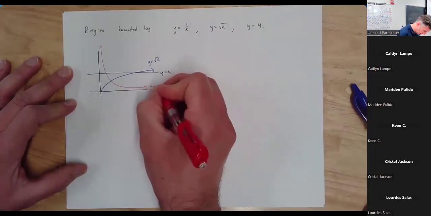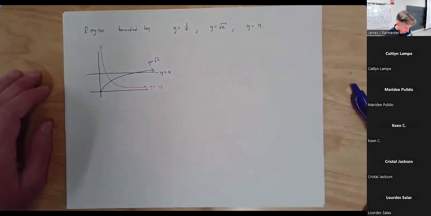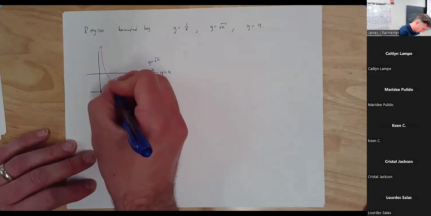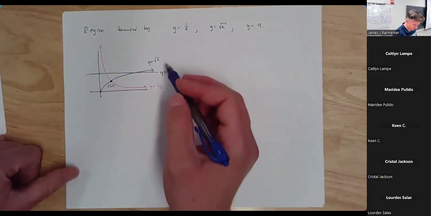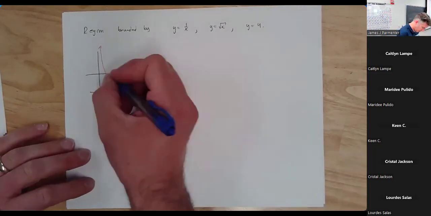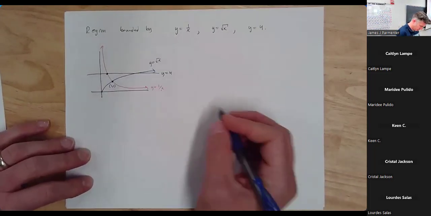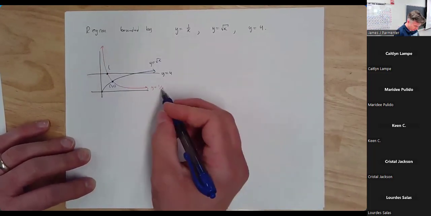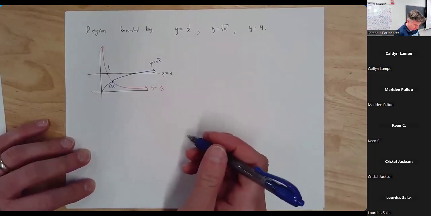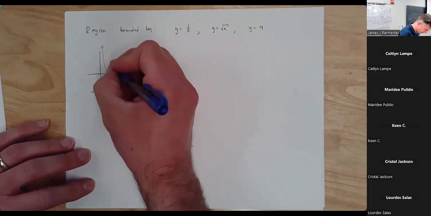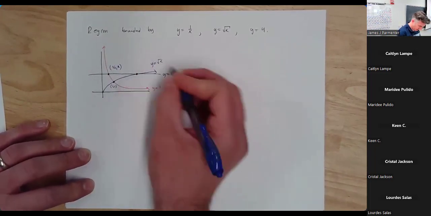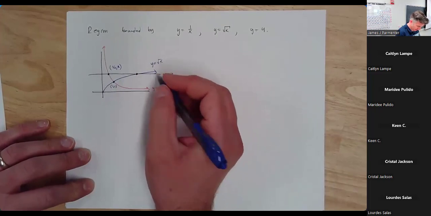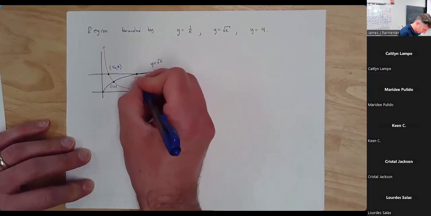And it should be not terrible to find the points of intersection here. This point is definitely going to be the point 1, 1. X is 1, 1 over 1 is 1, and the square root of 1 is 1. This point here, if I set 1 over x equal to 4, x has to be 1/4. It'd be 1/4, 4. And this point here, if y is 4, then x is going to have to be 16. That's going to be the point 16, 4.